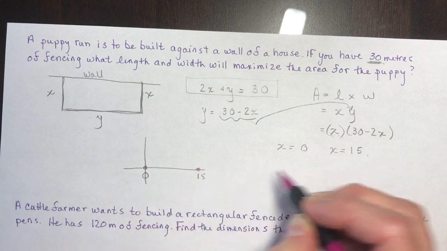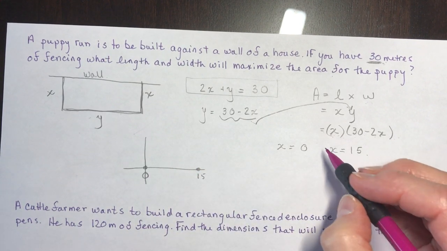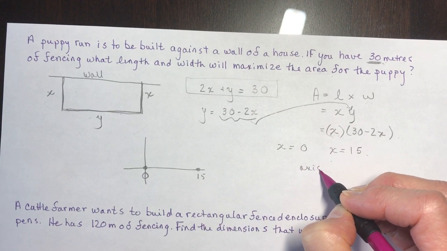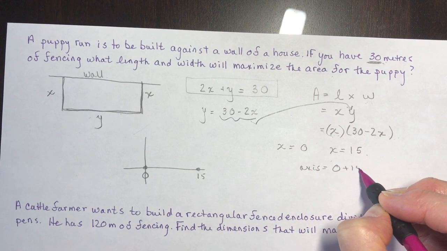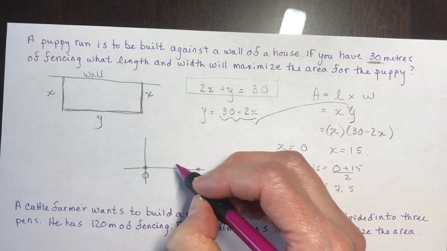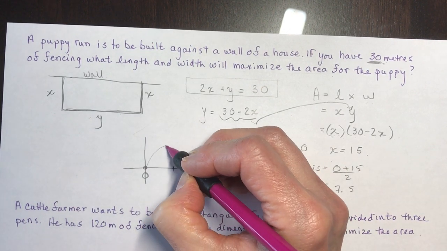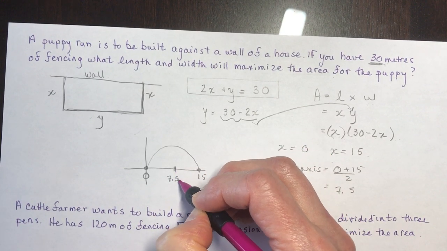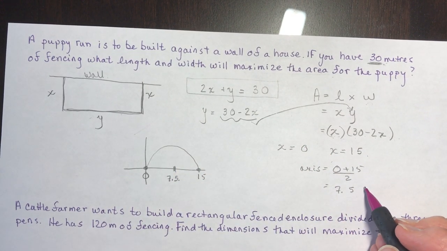And where does the maximum occur? Right in the middle. So I add them up. So the axis is going to be 0 plus 15 divided by 2. And that's going to give me 7.5. So right here, we're going to reach a maximum height. And that's when x is 7.5.